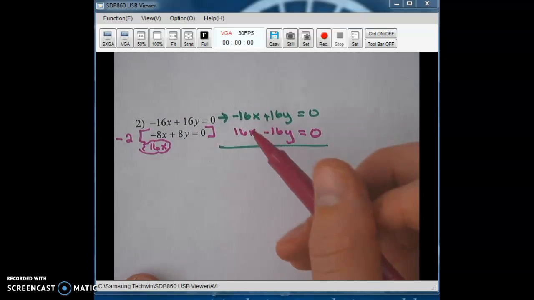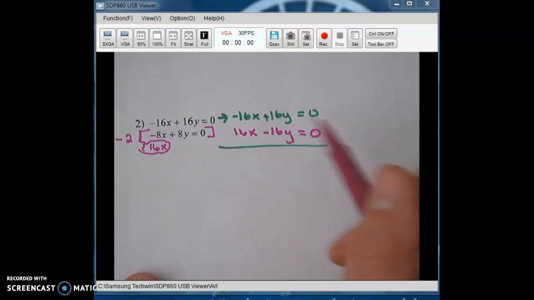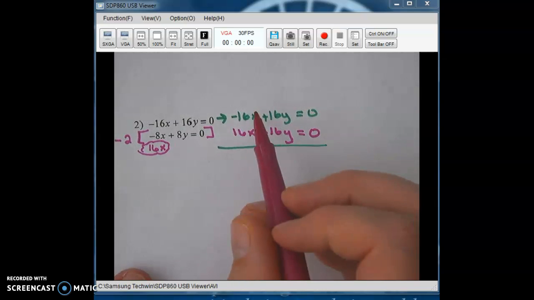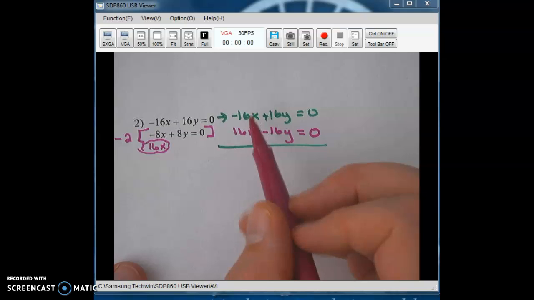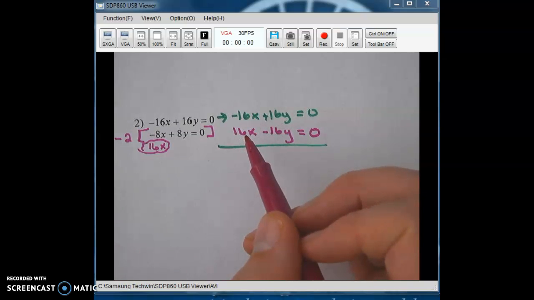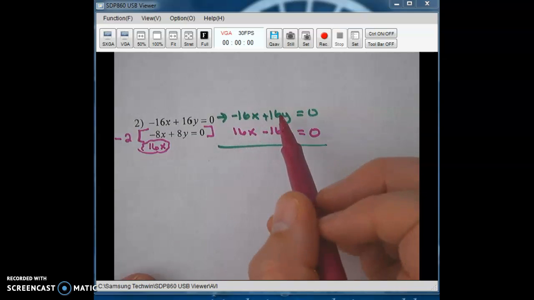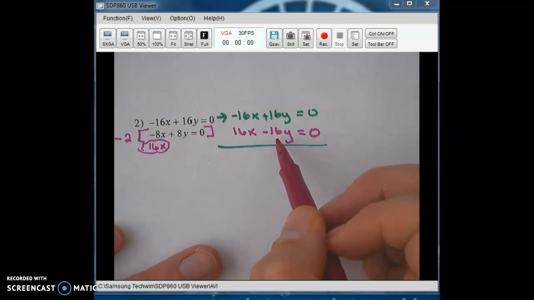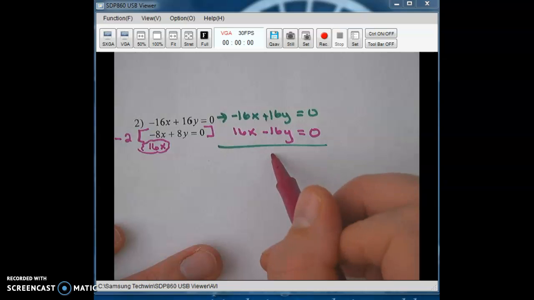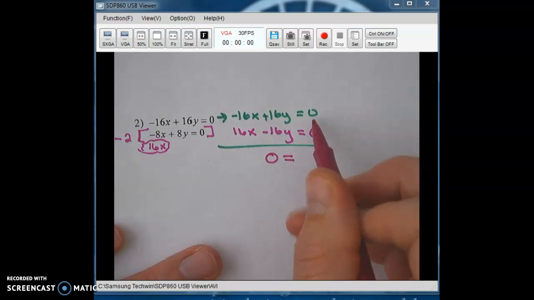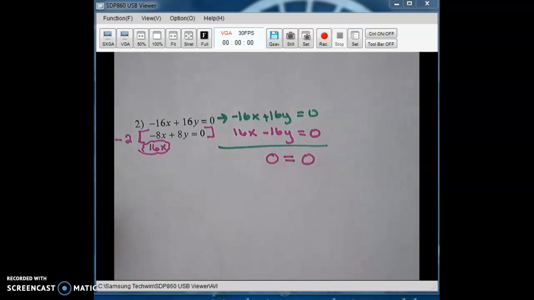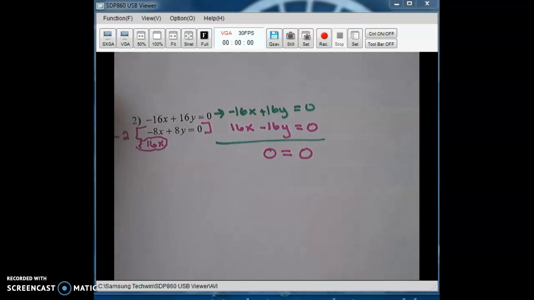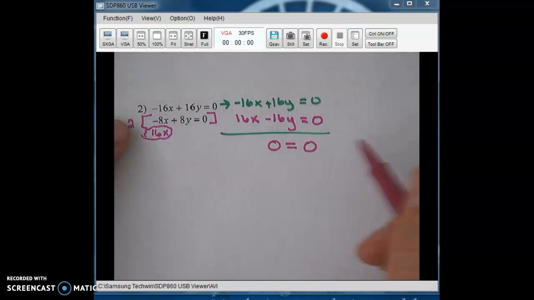I can just add this side to this, add this side to this, and just see what I get. So I get negative 16 and positive 16. They cancel out. And then I get this 16y and this negative 16y, and they also cancel out. And so what happens is I get 0 on this side, and 0 makes 0 on this side. So here, all my x's and y's canceled out just like before, but now I'm left with a true statement.